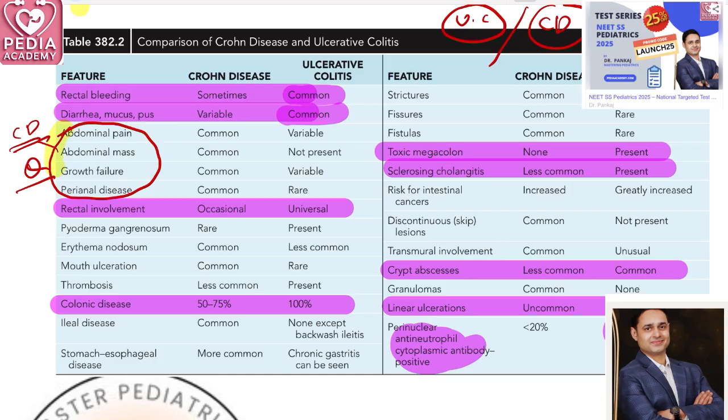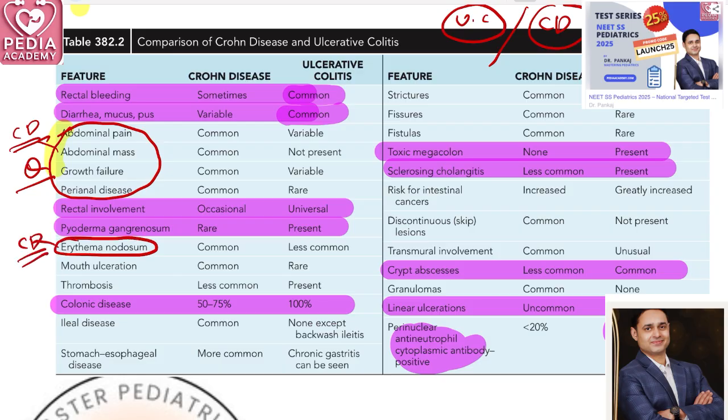One more thing for ulcerative colitis is pyoderma gangrenosum. Pyoderma gangrenosum is more common in ulcerative colitis. But on the other hand, erythema nodosum is more common in CD.